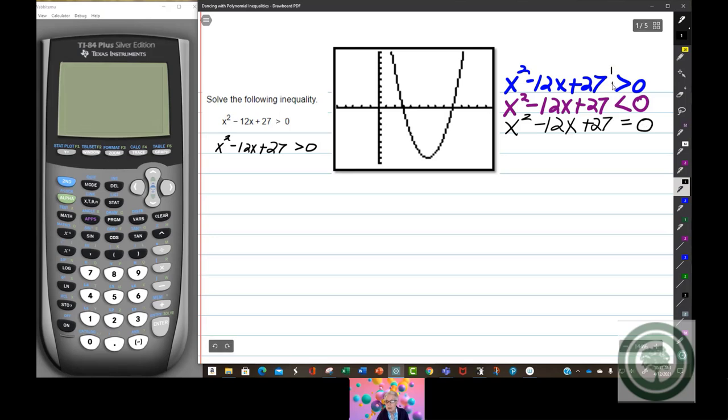This is code. This is math code right here. Greater than 0, less than 0, equals 0. Okay, I'm going to write the translations. Okay, x squared minus 12x plus 27 is greater than 0 is translated in the following way.